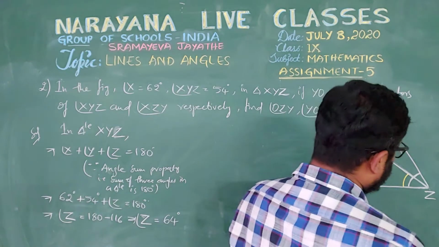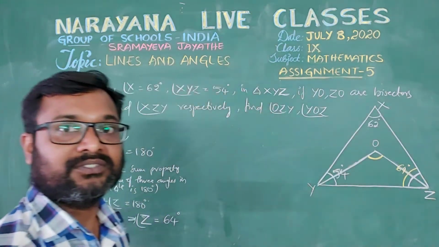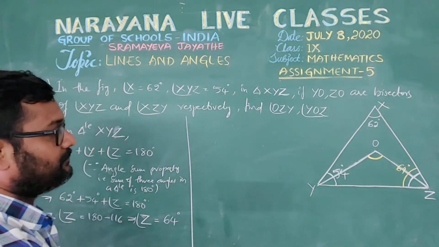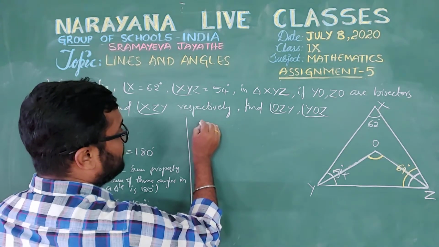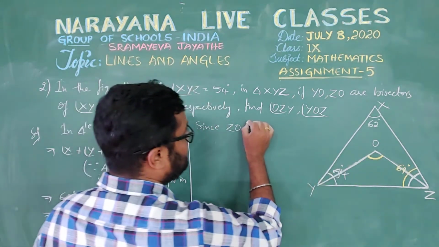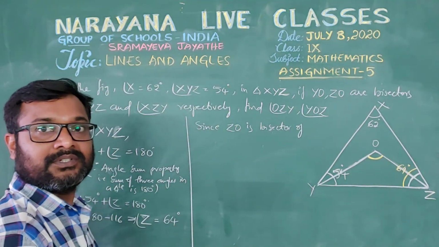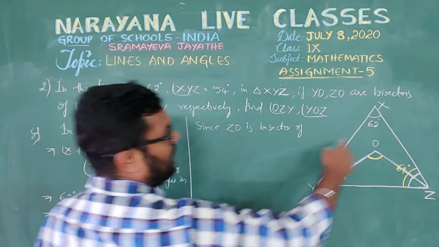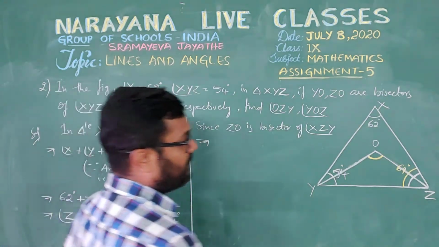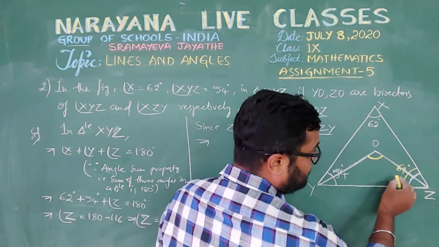Here this total angle is 64 degrees. If so, since ZO is the bisector of angle XZY, then if this is the bisector of this angle XZY, then this OZY is 32.